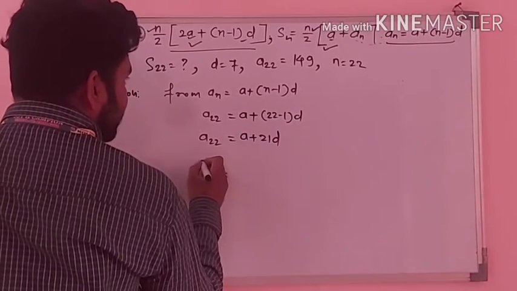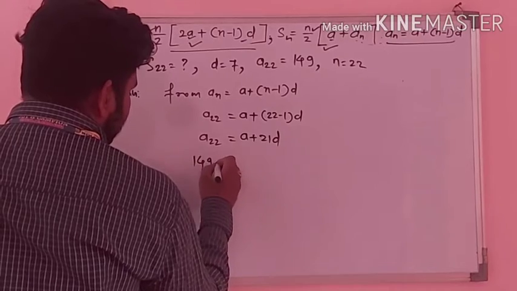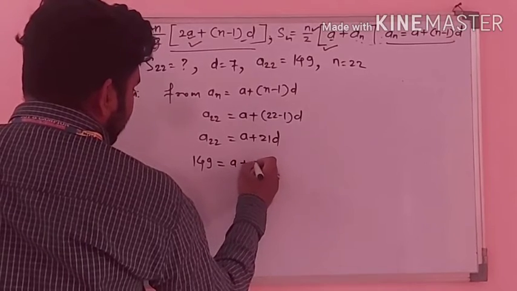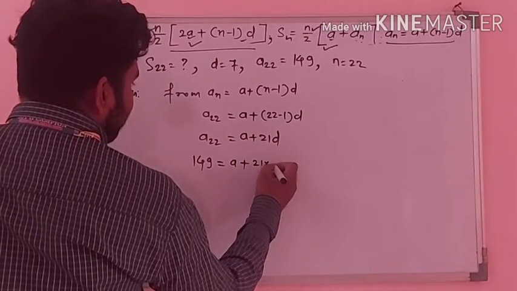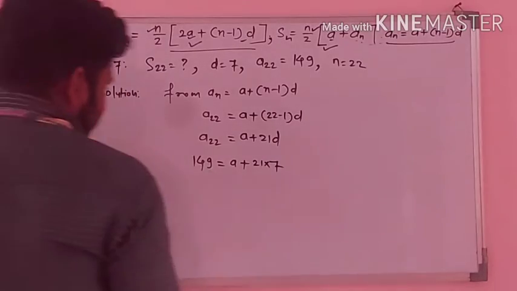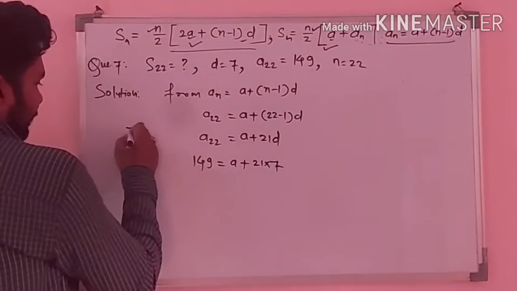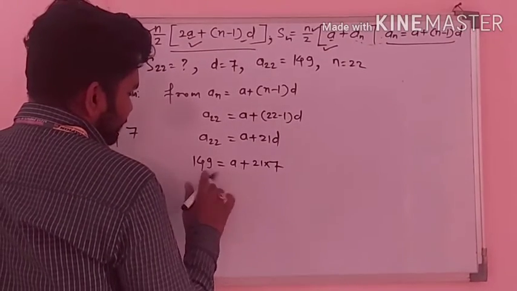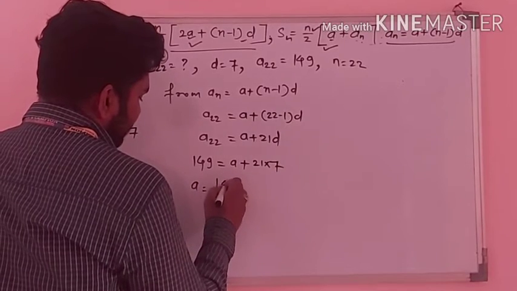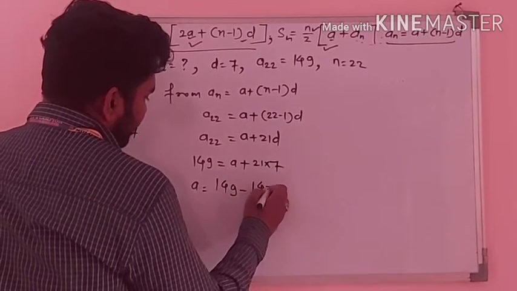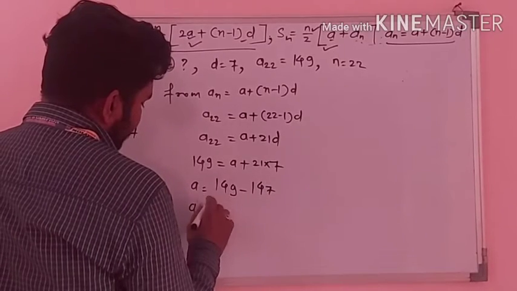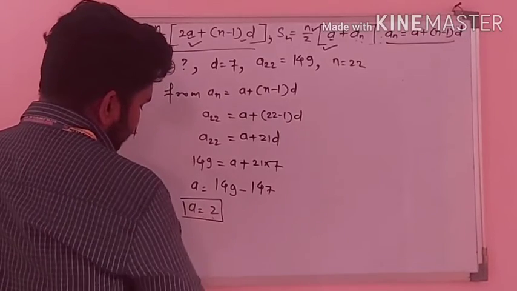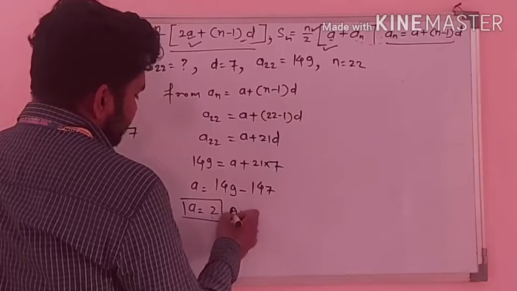Okay, so A22 is 149, equal to A plus 21 multiplied by 7. So 7 times 1 is 7, 7 times 2 is 14, and so 147. That means A is equal to 149 minus 147. So A is equal to 2. Okay, dear students, this is our answer.